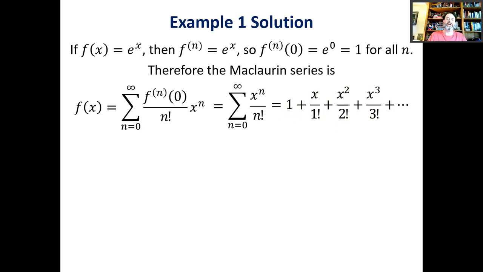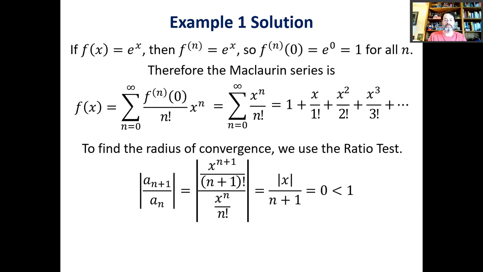So if you're using computers to evaluate something in a function, it's much easier just to use the Taylor series, or in this case, the Maclaurin series. Now, we want to find the radius of convergence. That's going to be the ratio test. This one's real easy to do, the ratio test.